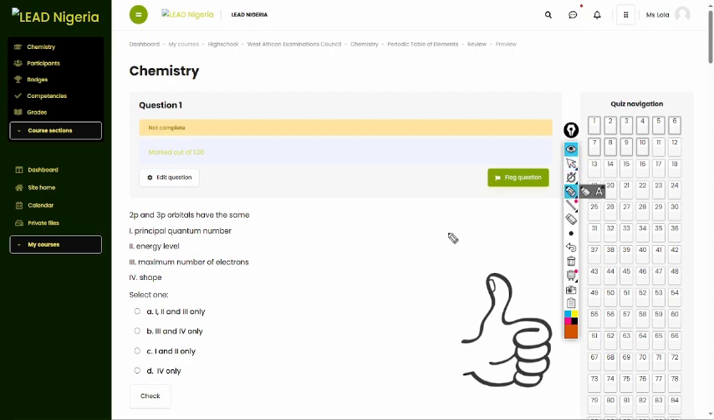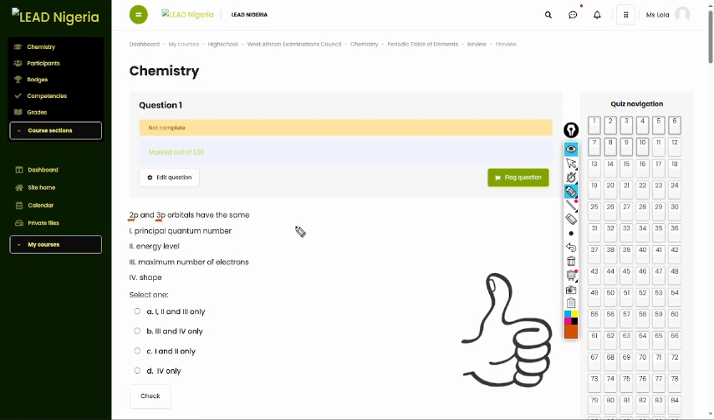The principal quantum number of an orbital is represented by the integers 1, 2, 3, 4, 5, and so on. Looking at that, we see that the principal quantum number here is 2 and the principal quantum number here is 3. So they do not have the same principal quantum numbers. How about energy level? As the principal quantum number increases, so does the energy level. Although they have the same suborbital p, the energy level of 3p is higher than the energy level of 2p. So they do not have the same energy levels.